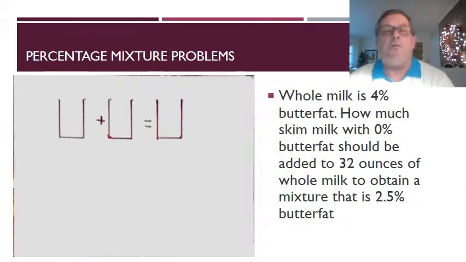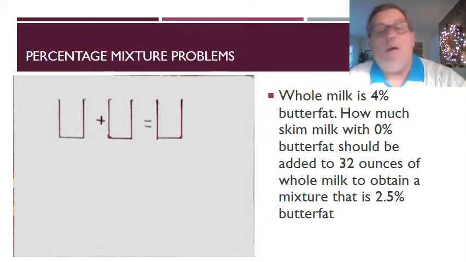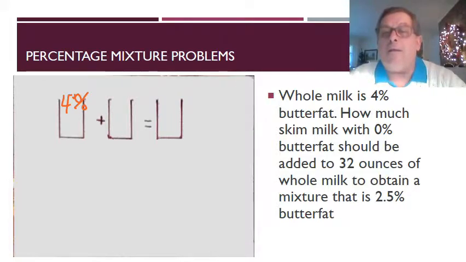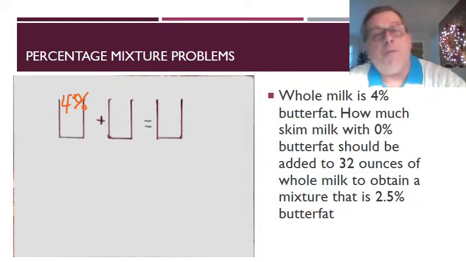Well, let's look at another percentage mixture problem. All right, so here we've got whole milk is 4% butterfat. How much skim milk with 0% butterfat should be added to 32 ounces of whole milk that is 2.5% butterfat? All right, well, I got this bucket here on the left, and I'm going to label it as my 4%. All right, and then I've got skim milk, which is 0%.